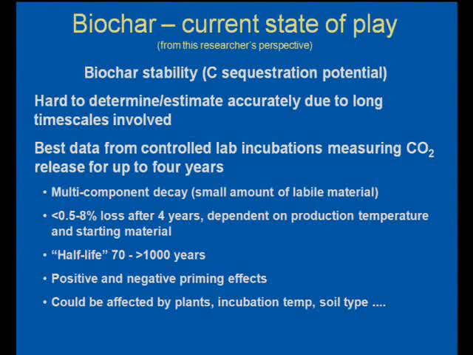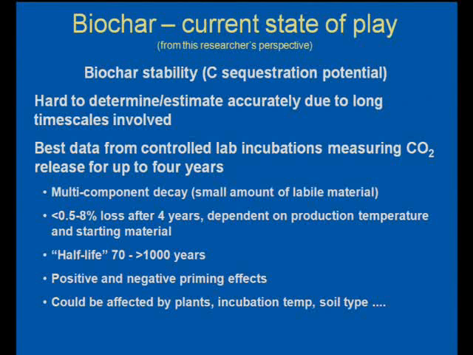In terms of biochar stability, this is a really hard thing to determine. How long is it going to last for? This is what we really want to know, but it's hard to measure or estimate something that happens very slowly. Now, the best data we probably have at the moment is from controlled lab incubations, measuring CO2 release from charcoal, not over a 120-day period, but over much longer periods. At the moment, the best data we've got is for 4 years of incubations.